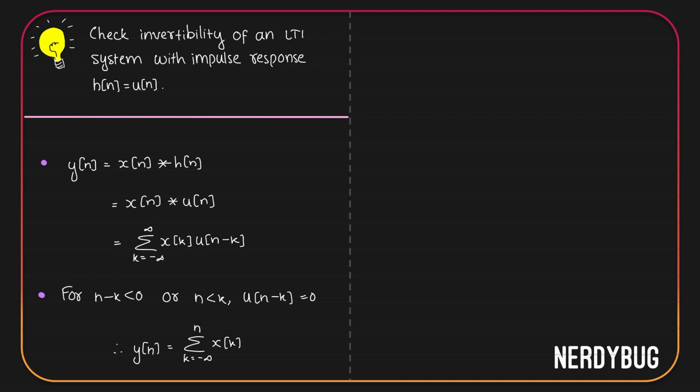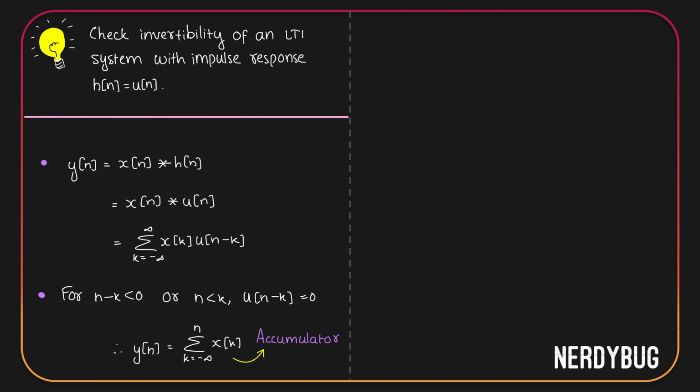Now when k is less than n, what is the value of u of n minus k? U of n minus k is a unit step sequence. Wherever it is having a non-zero value, the non-zero value is 1. So this is just multiplied by 1. And what does this system do? It is simply adding all the values of x of k for every value of k. We have a name for such a system. It is called an accumulator.